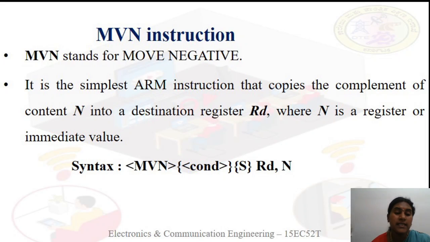See the syntax. The syntax is MVN, with an optional condition, suffix S, RD, comma n. Putting suffix S means it updates the flags found in CPSR. You will have some content in n. But in the move instruction, you are not doing any complementation. I mean, you are not taking any negation value. Whatever value is there in n will be directly moved to RD. But in the MVN instruction, whatever data is found in n will be complemented. After the complementation, the result will be stored in the destination register RD.